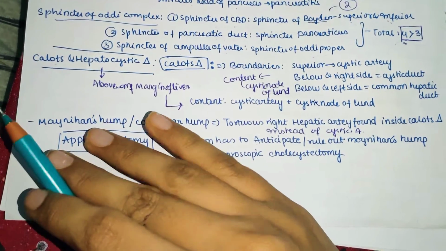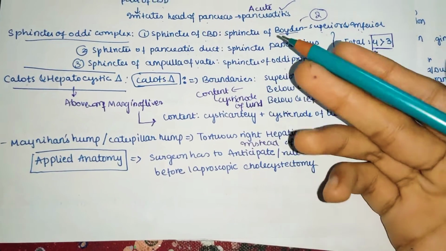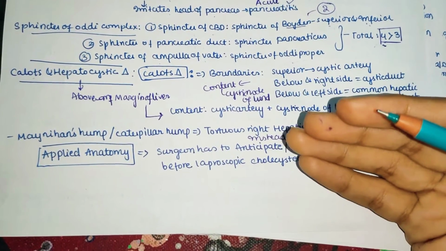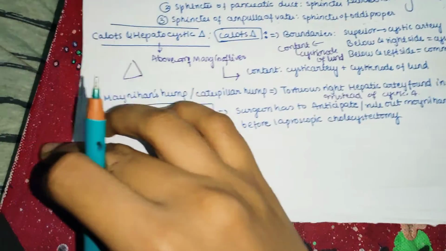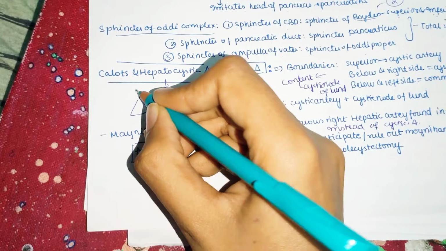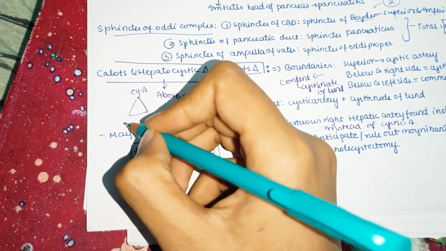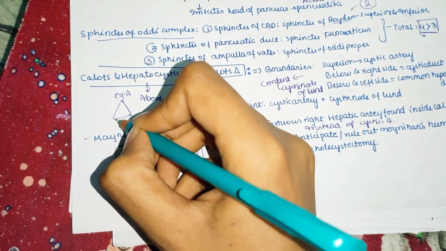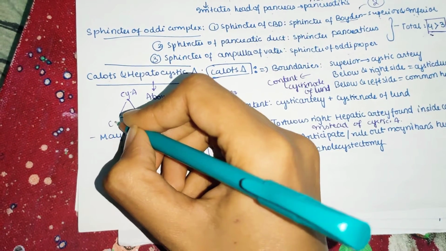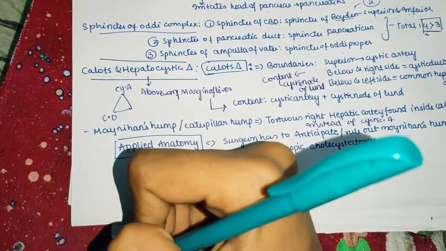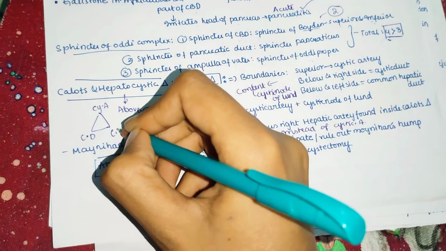Next, coming to Calot's or the hepatocystic triangle. The boundaries of Calot's triangle are: superiorly the cystic artery, and below and to the right side the cystic duct. So let us draw Calot's triangle. In Calot's triangle, superiorly there is the cystic artery, below and towards the right side there is the cystic duct. CD represents cystic duct, and below and towards the left side there is the common hepatic duct.